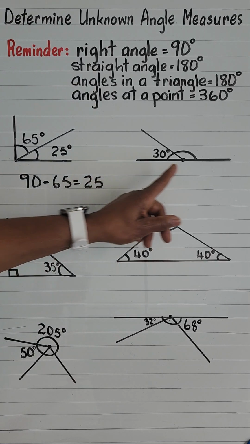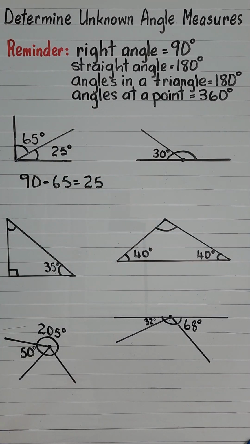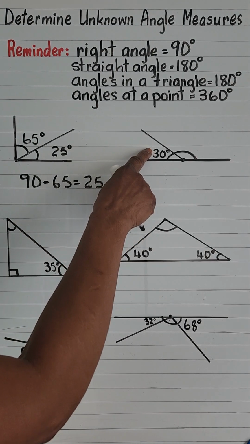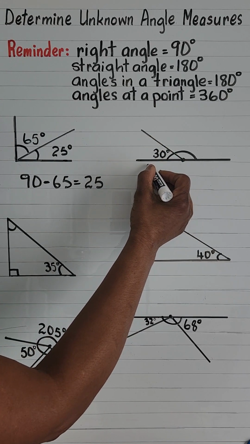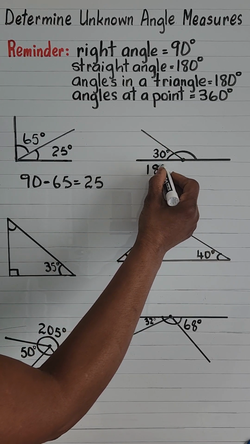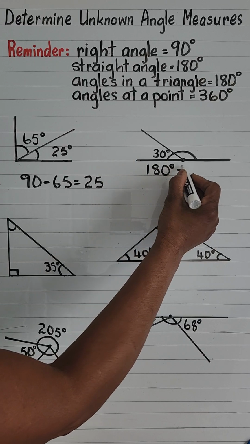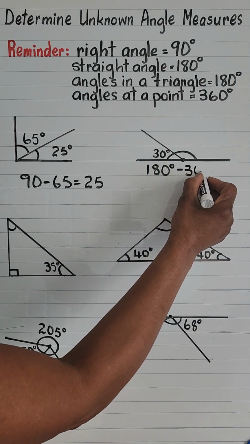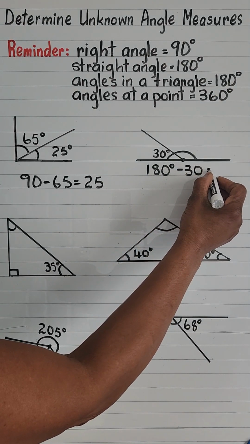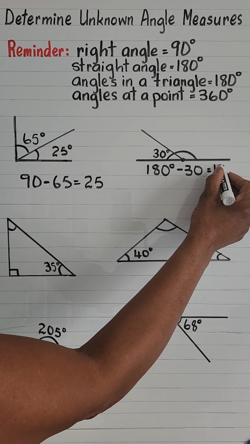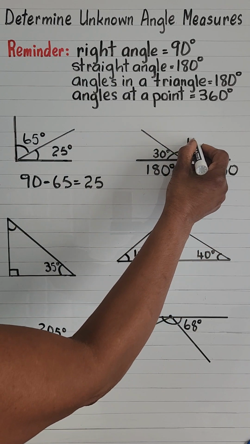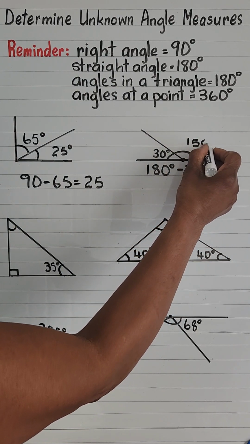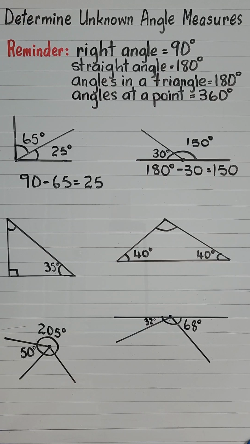Next, we have a straight angle. A straight angle measures 180 degrees, and this part is 30. So we're going to subtract 30 from 180. And that is equal to 150. So this is 150 degrees.